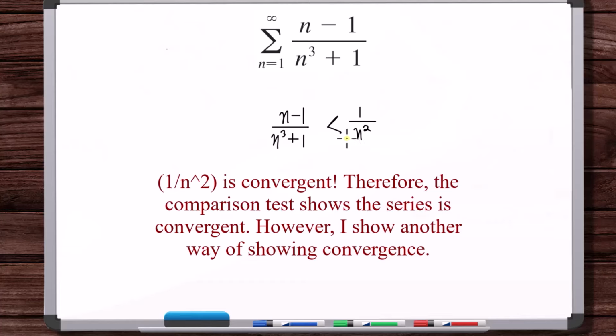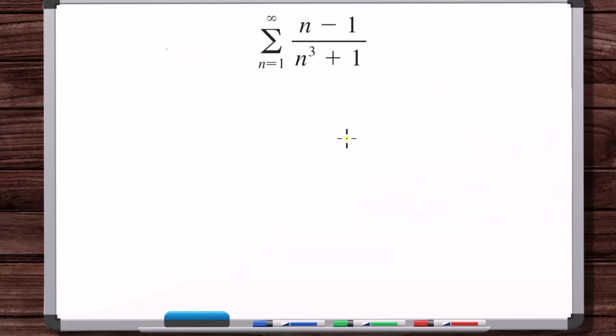So the test is inconclusive. Okay. Maybe the ratio test. Yeah, let's try the ratio test. Well, no. The ratio test doesn't work for this. If we did the ratio test, then the limit would be equal to 1.